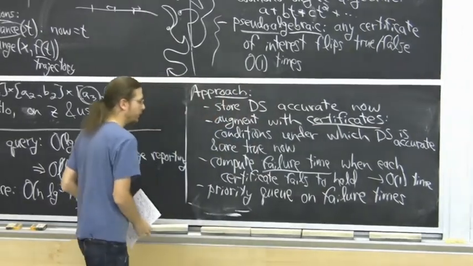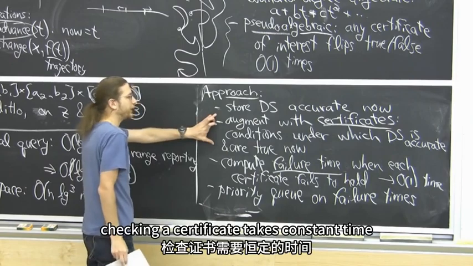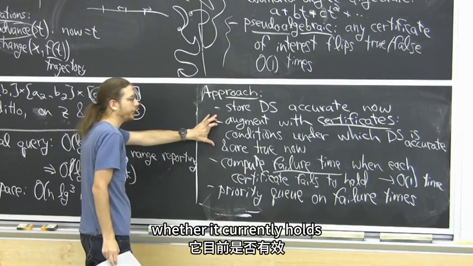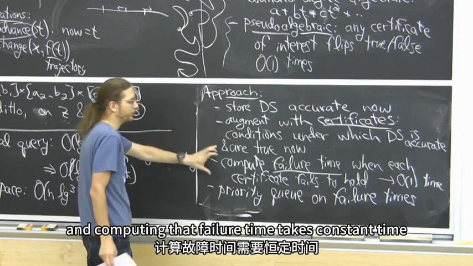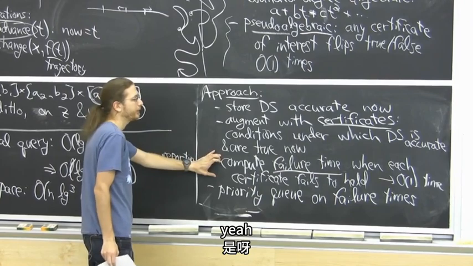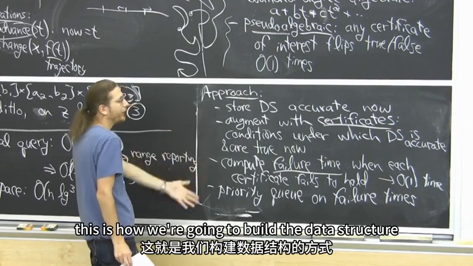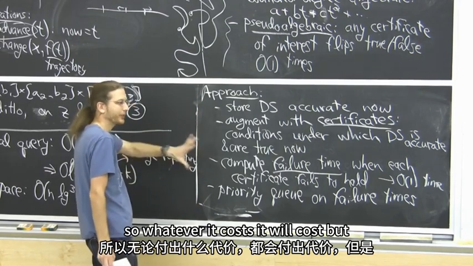To be valid by order 1? Yeah, so I'm assuming checking a certificate takes constant time, whether it currently holds, and computing the failure time takes constant time. Yeah. I mean, you could assume it, or maybe you pay a little more. This is how we're going to build the data structure. So whatever it costs, it will cost.